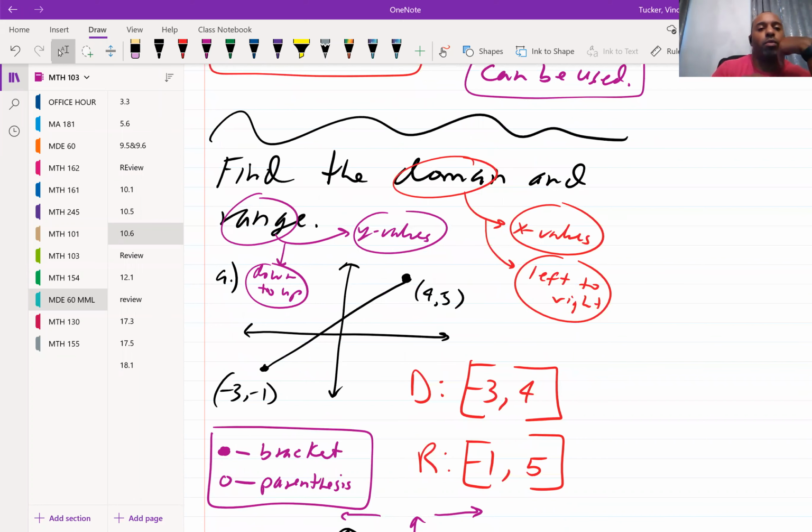So looking at our endpoints, we have -3, -1, 4, 5. So now when you're talking about your domain, you're going from left to right. So that's -3, 4. We're just taking the x value in each ordered pair. So we're going from -3 to 4. Use brackets to include.